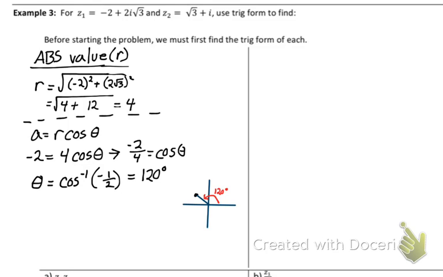And now we just plug it in. So our r value was 4. So our trig form is going to be 4 times cosine of our theta, which is 120 degrees, plus i times the sine of 120 degrees.